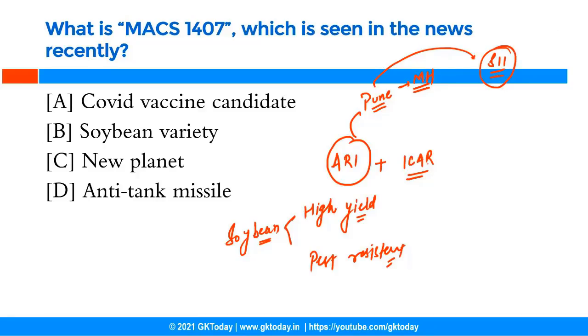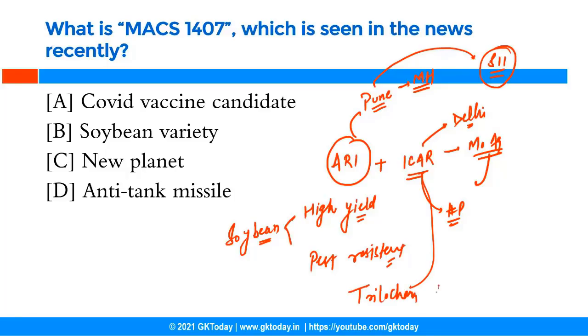ICAR is Indian Council for Agricultural Research. So it is under Ministry of Agriculture. The Minister of Agriculture acts as a president of ICAR. The headquarters of ICAR is in New Delhi. Presently, the Director General of ICAR is Trilochan Mohpatra.